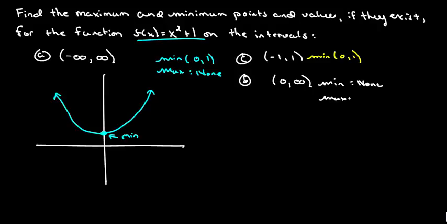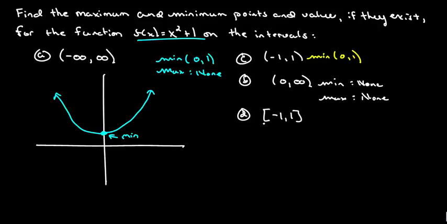Max, well, same idea applies. I go from 0 to infinity. So since I keep going out here in this direction forever, it keeps going up. There is no max. Okay, let's look at D. D is the closed interval, -1 to 1.